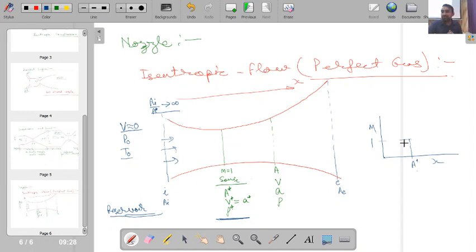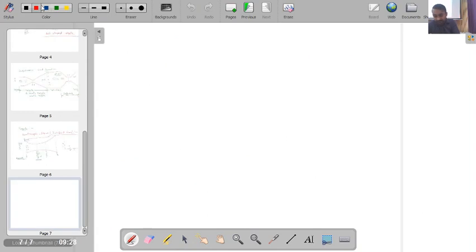So that is something which I want to actually predict over here. Okay, so now what I can do, this is one cross section at the throat and this is another arbitrary cross section I have taken. So between these two cross sections, if I apply my continuity equation, what will I get? I will get rho star A star V star equal to rho A V.